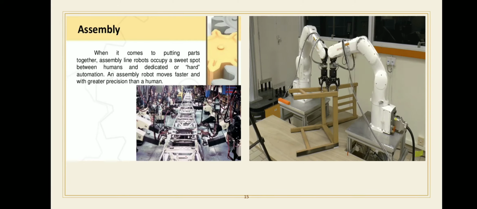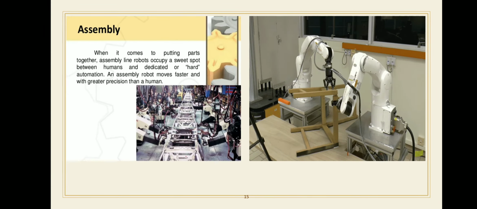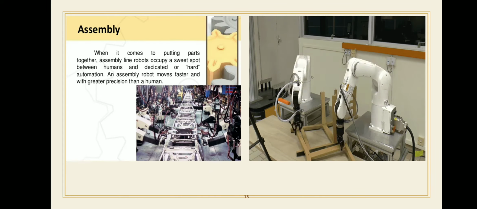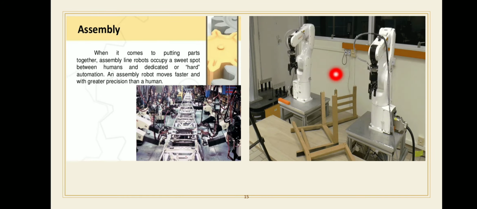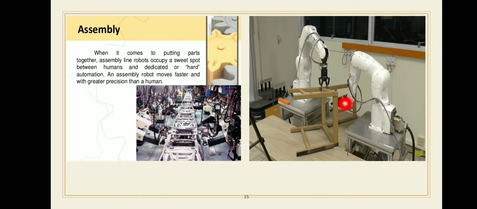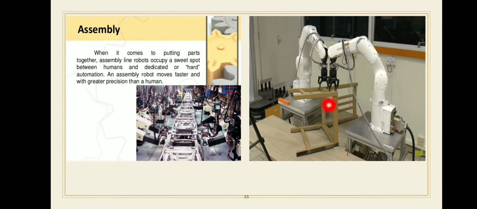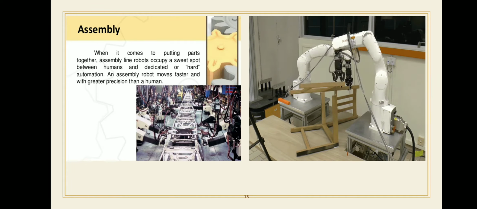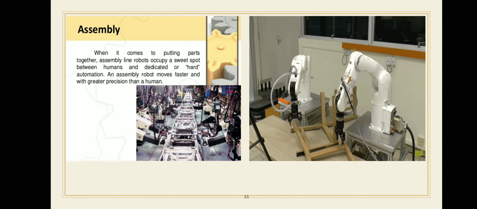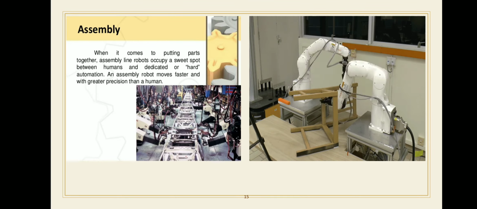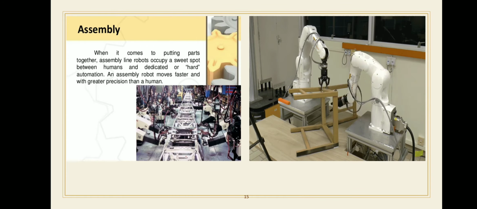Hello friends, today we will show you another application of industrial robots: the assembly operation. This animation shows the assembly of different detail parts of a chair, meaning an assembly operation. The application of assembly operation involves both material handling and manipulation of the tool.